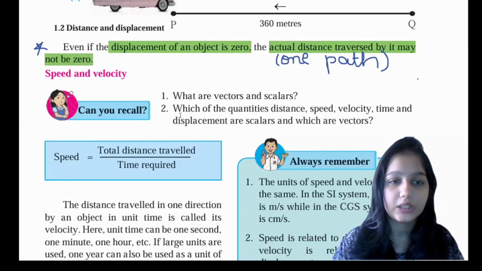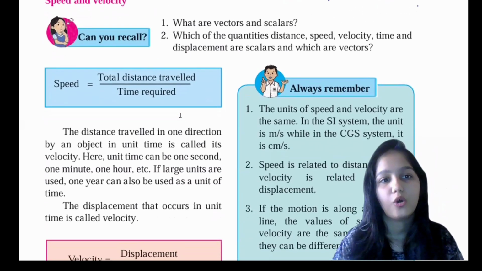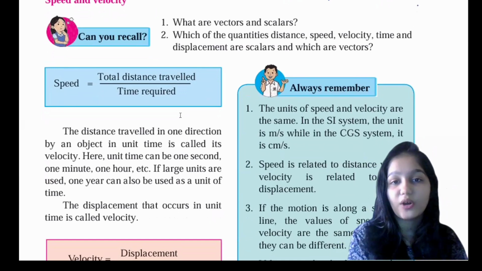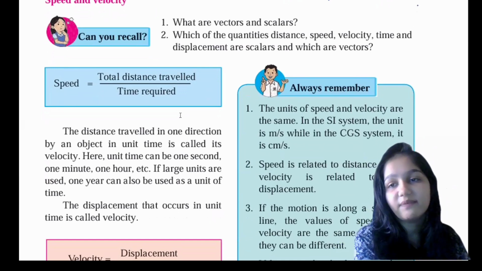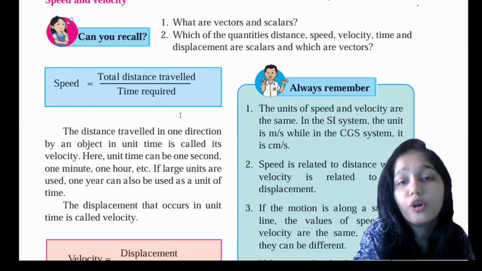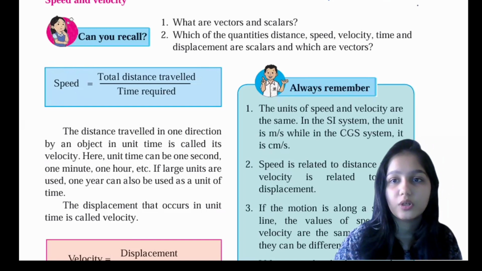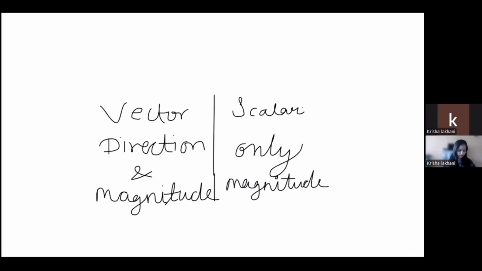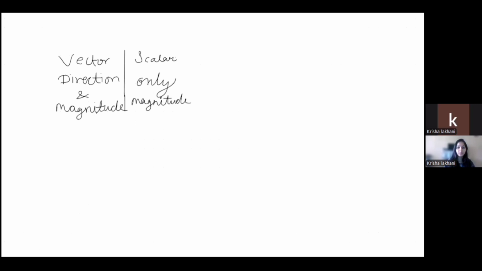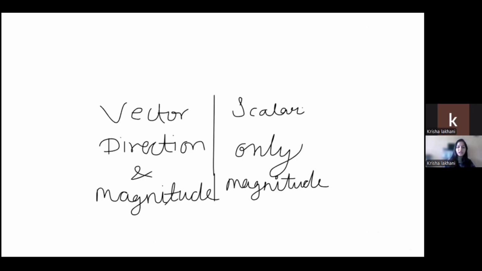Let's start with the speed and velocity. Okay. Speed and velocity. There is some scalar and vector quantity. If you don't know what is a scalar quantity and a vector quantity, I will explain it to you. Just give me a moment. What do you mean by scalar quantity and a vector quantity? The vector quantity means it has the direction as well as the magnitude, but scalar quantity will have only the magnitude.